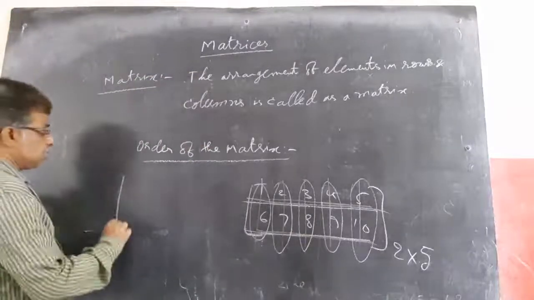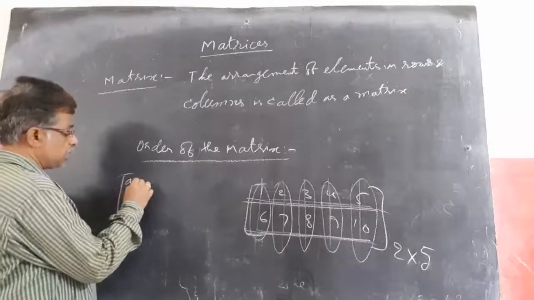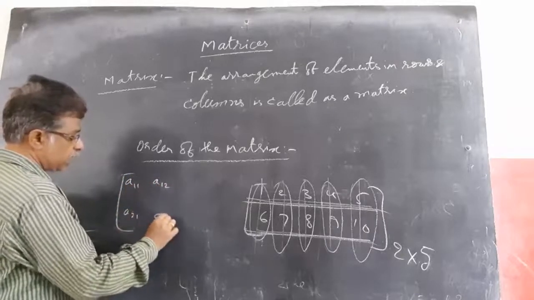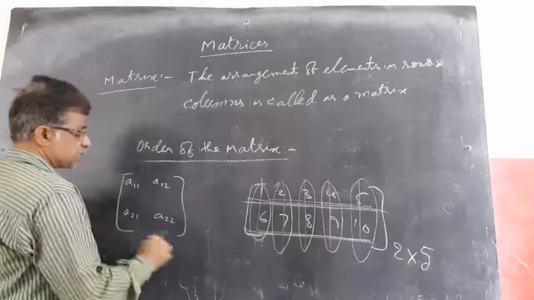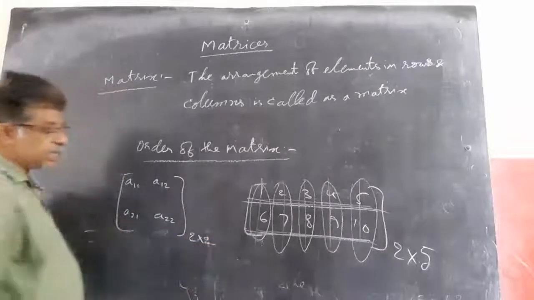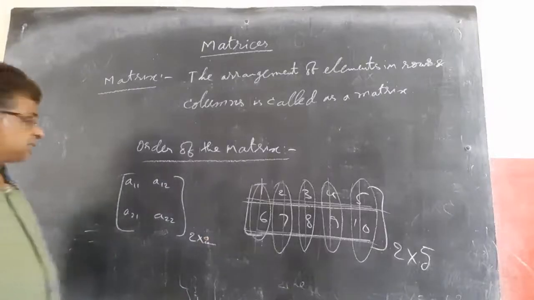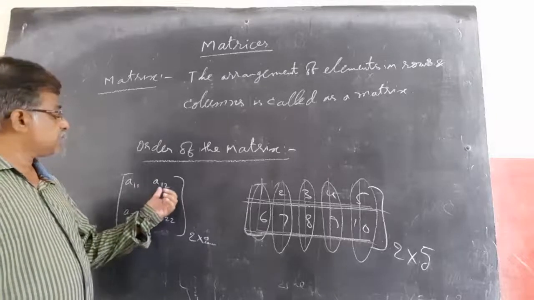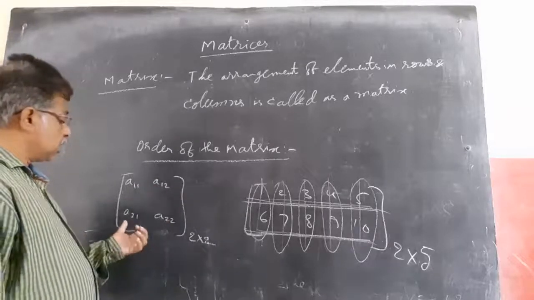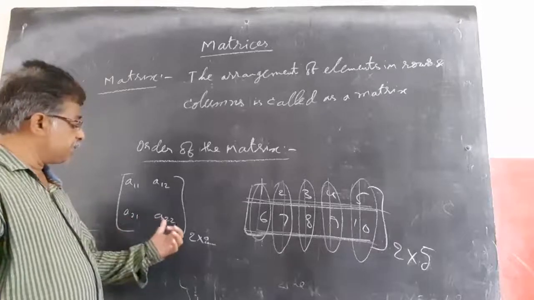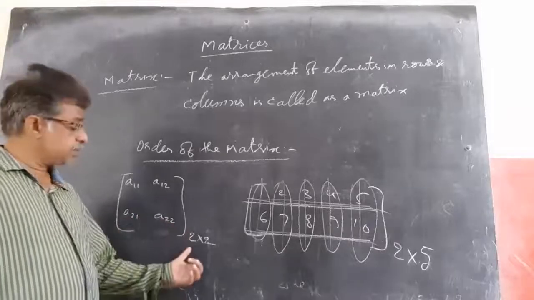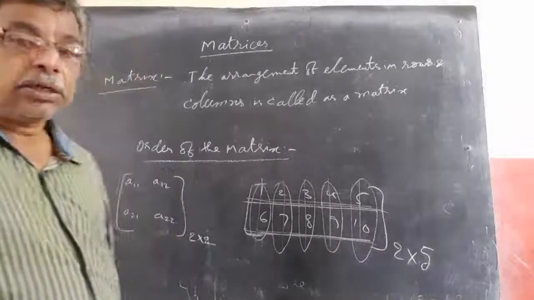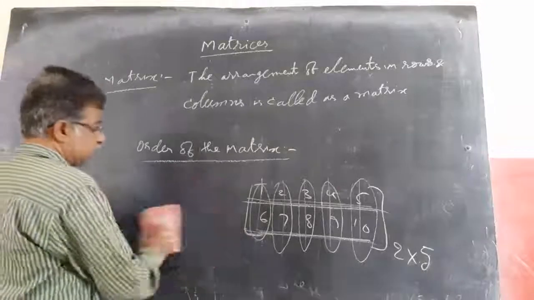Like this, if I take one more example, A11, A12, A21, A22. This is a matrix of order 2 by 2. Usually, this element is called the first row, first column element. This is the first row, second column element. This is the second row, first column element. This is the second row, second column element. So the size of this matrix is 2 by 2. Like this we decide the order of the matrix.